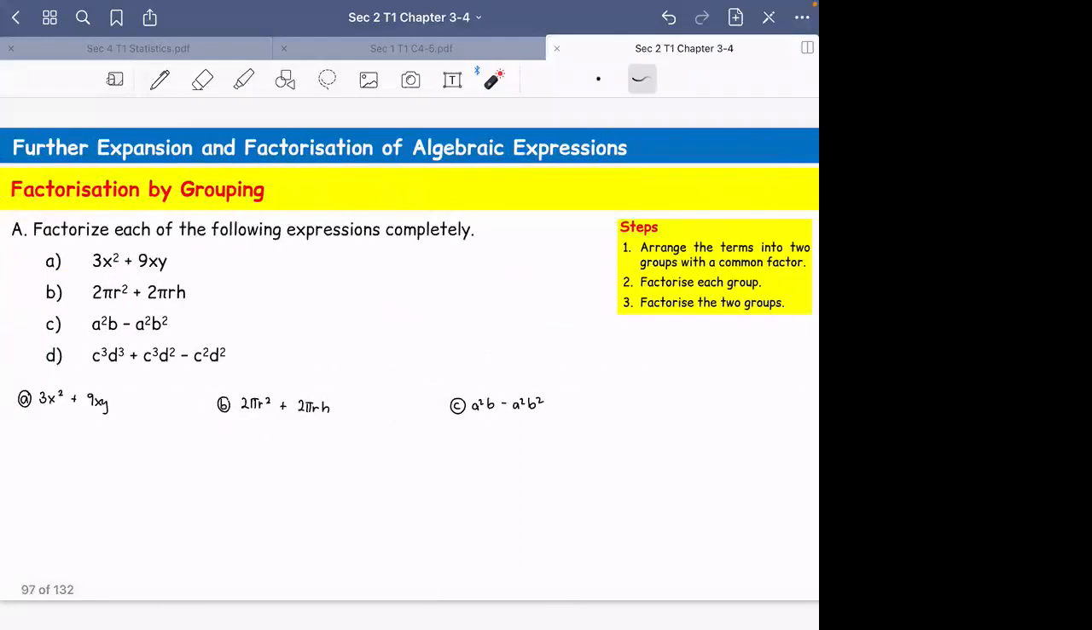The first set of questions is simply looking for a common factor.